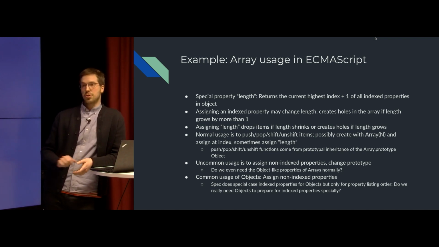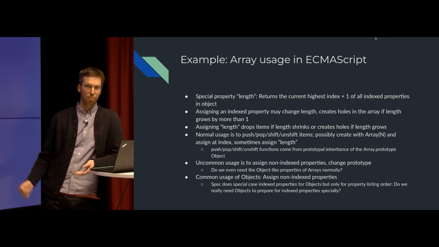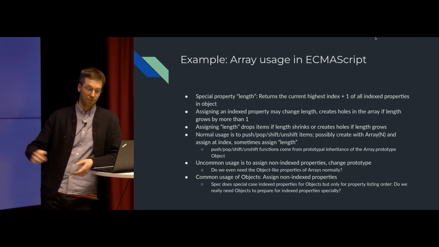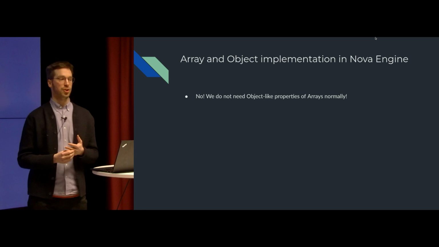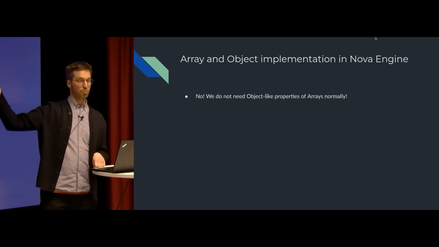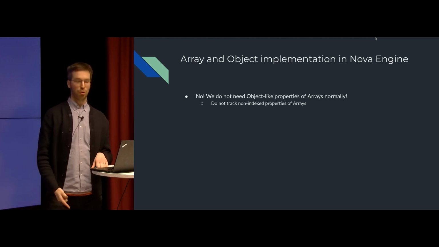The spec defines a special case that the index properties of objects are listed first when you ask for the keys of an object. But that's the only special case. So do we actually need the object to prepare for these index properties specially? Or could they just be normal objects, and then when you ask for keys, we'll sort them for you first? So the array and object implementation in our engine is that, no, we do not need object-like properties for arrays normally. So we don't track non-index properties in an array.